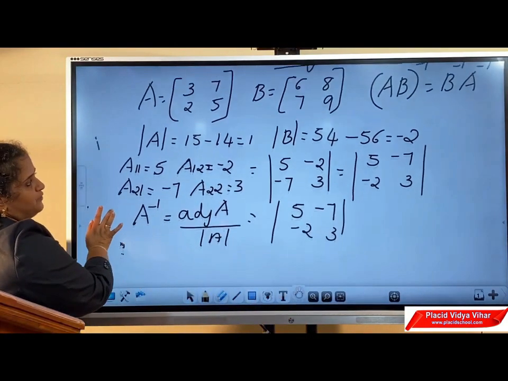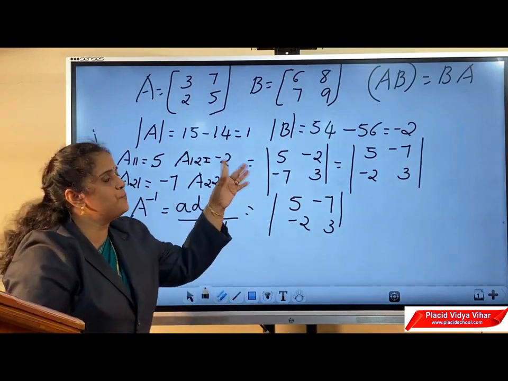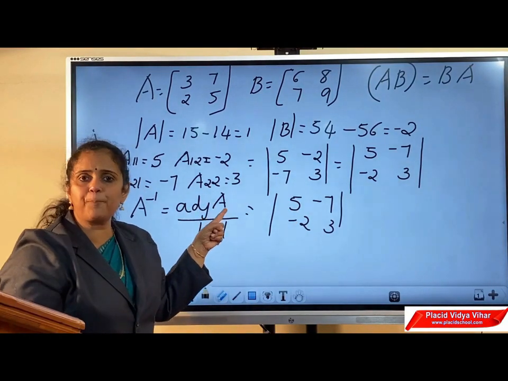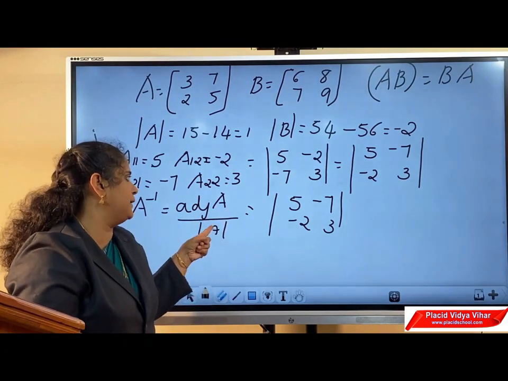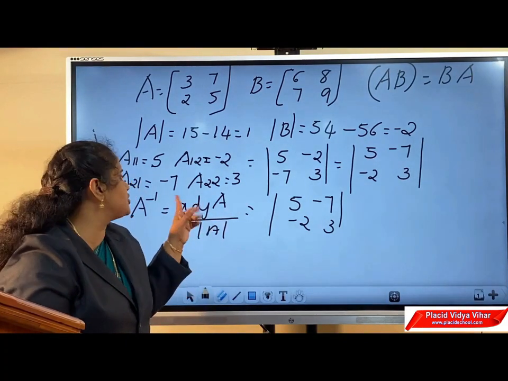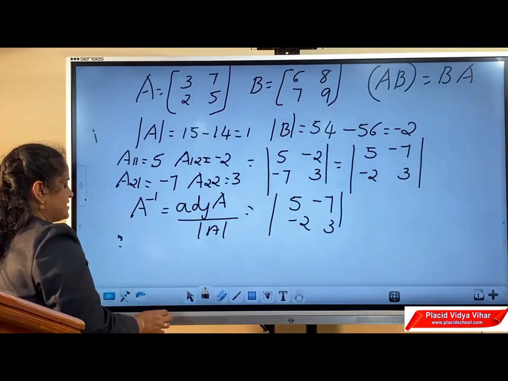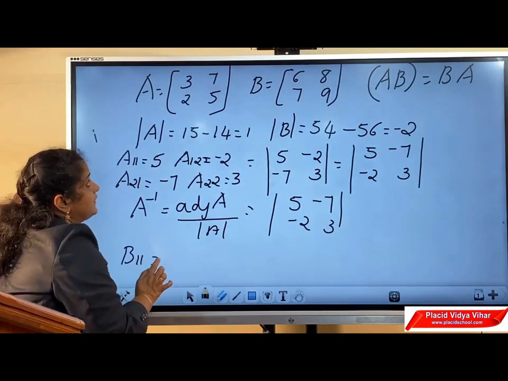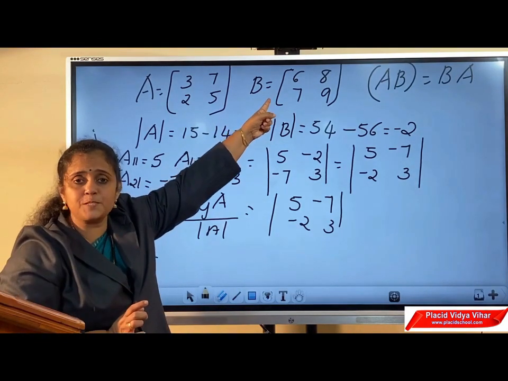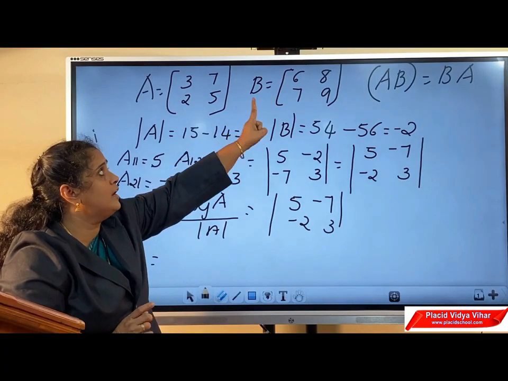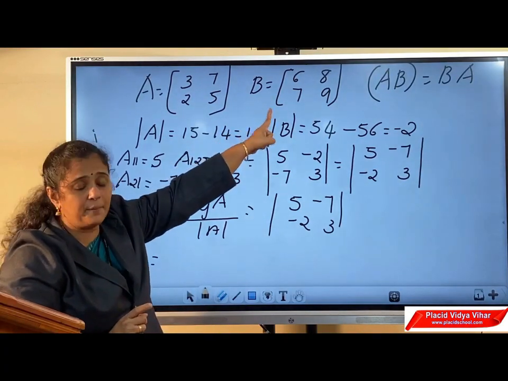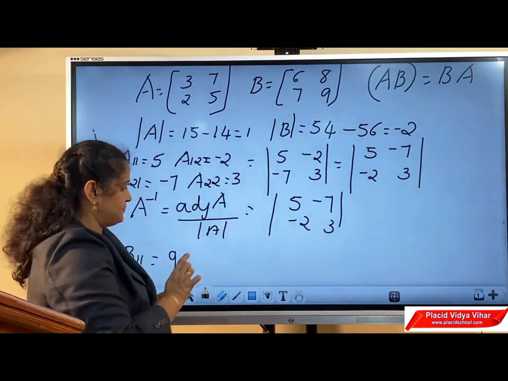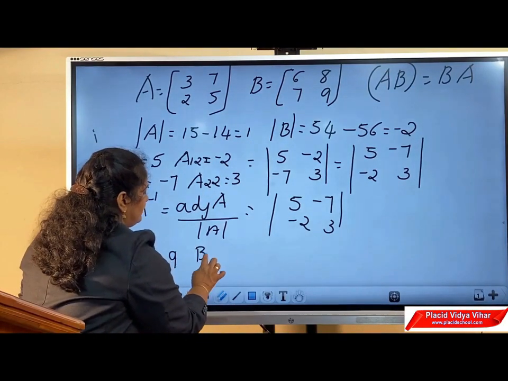Then we can find B inverse. The determinant of B is equal to minus 2. Then B inverse is the adjoint of B divided by the determinant of B. Then we can find the adjoint of B by finding the cofactors. B11: take the first row, first element. The corresponding row and column you should eliminate. The remaining element is 9. That is, B11 is 9, and that element is positive.